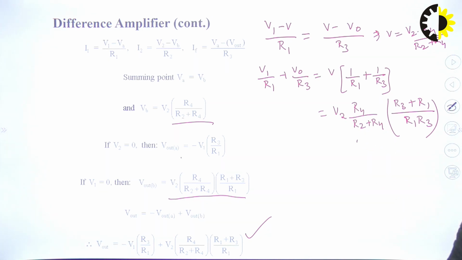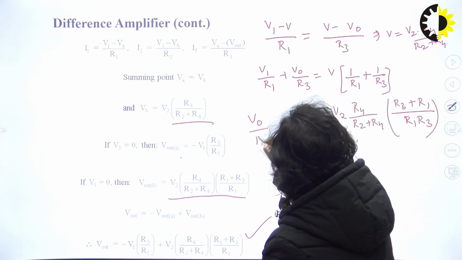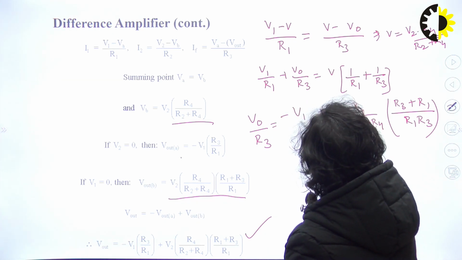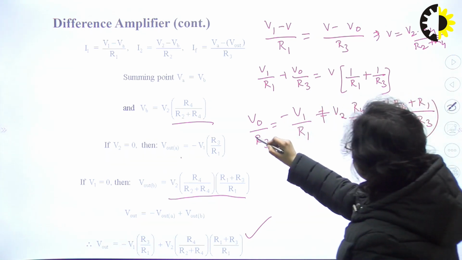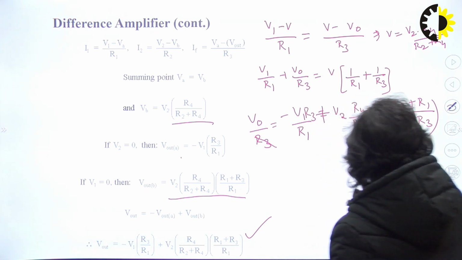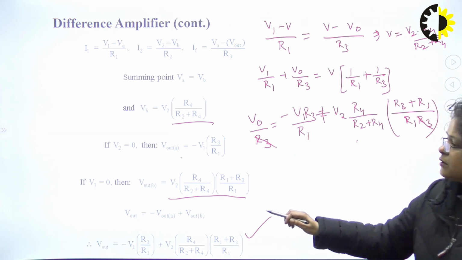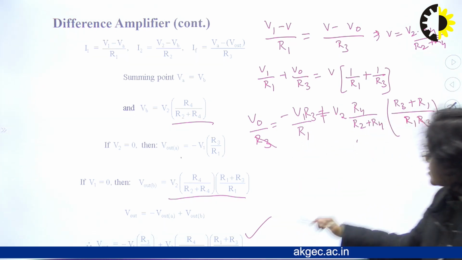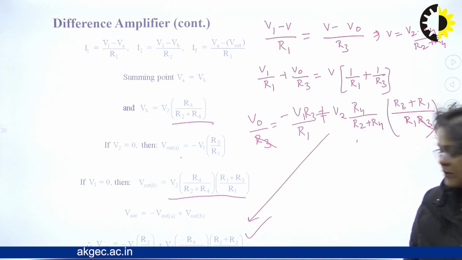Next we take V naught on one side and minus V1 by R1 on this side. Next we multiply R3 on both sides and cancel on this side. Now this is the obtained expression, that is minus V1 into R3 by R1 plus V2 into R4 by R2 plus R4 into R1 plus R3 by R1. So we have reached this point.